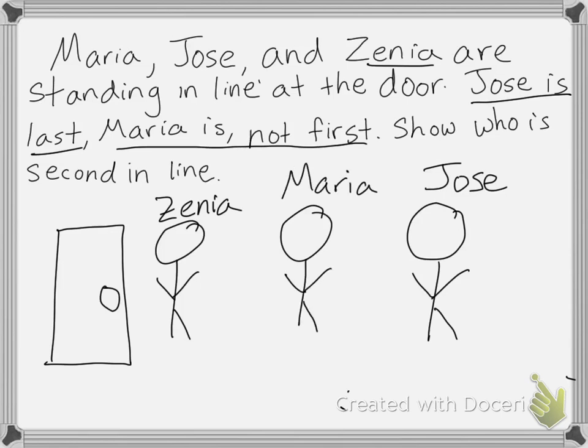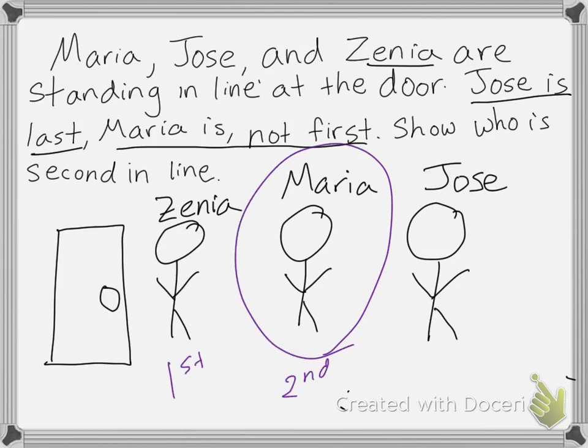All right. So it says show who's second in line. Well, the person who is second in line is Maria, because Zania is first, Maria is second, and Jose is last. All right.